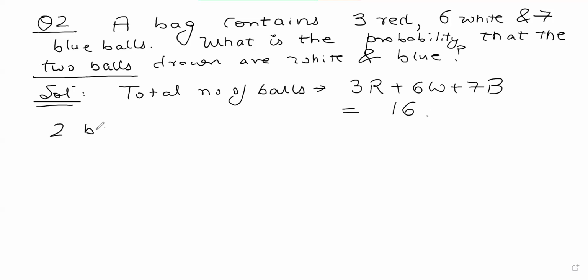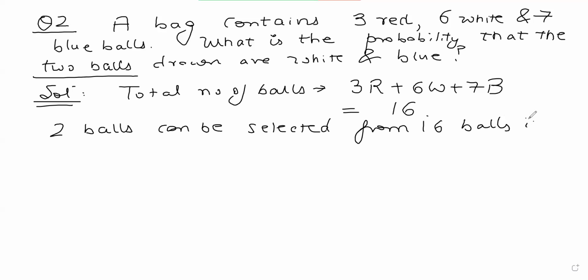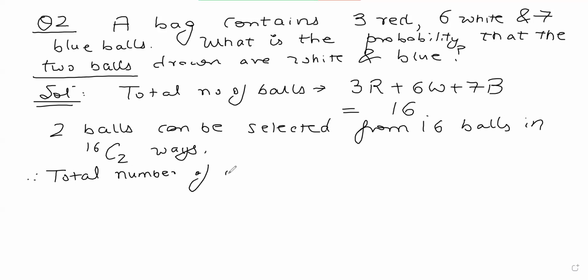2 balls can be selected from 16 balls in 16C2 ways. So I can write, therefore, my total number of outcomes is 16C2. What are the total possible number of outcomes? From 16 total balls, I need to select 2 balls.